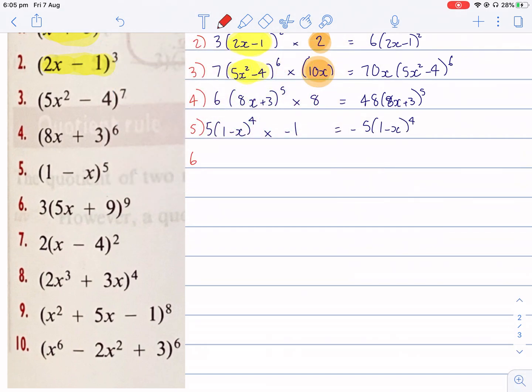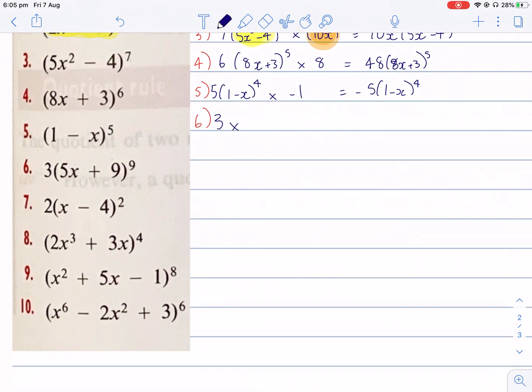Okay, question 6. Now we've got 3 times. Whenever we've got something to the 9, that becomes 9 times that something to the 8. That something was 5x plus 9. The derivative of 5x plus 9 itself is just 5. So we've got 3 times 9 times 5. Excuse me. 3 times 9 times 5 on my calculator, 135. 5x plus 9 to the 8.